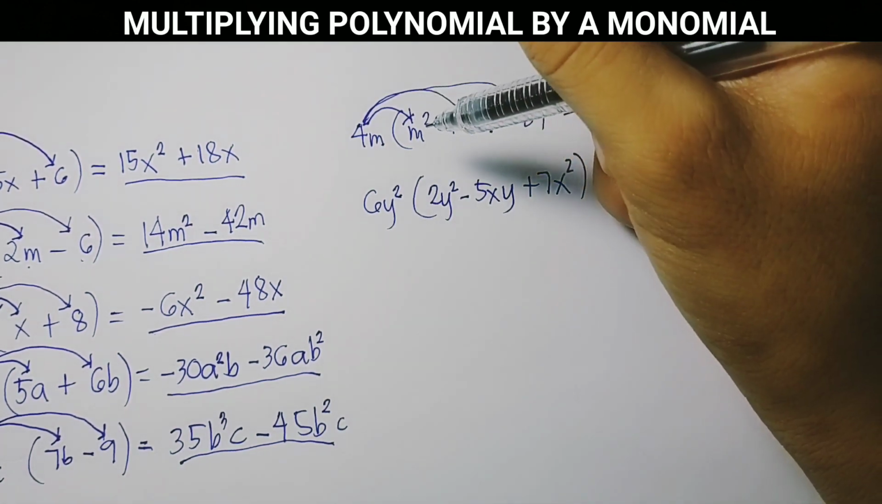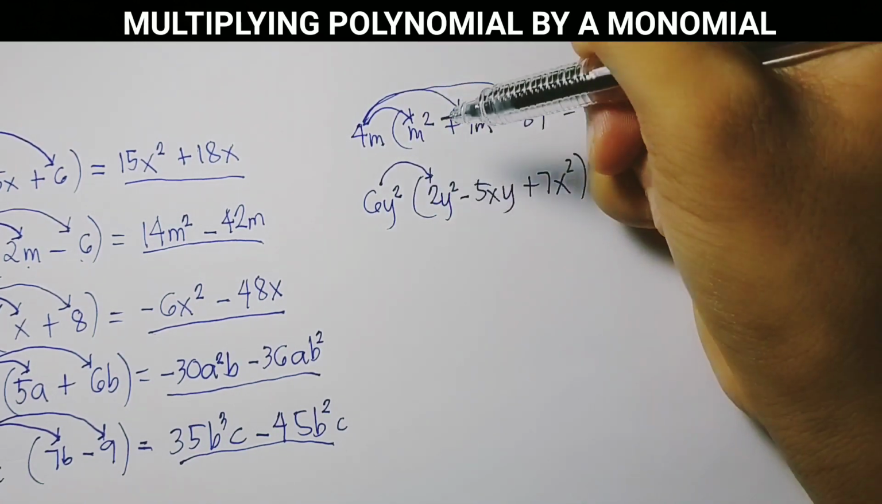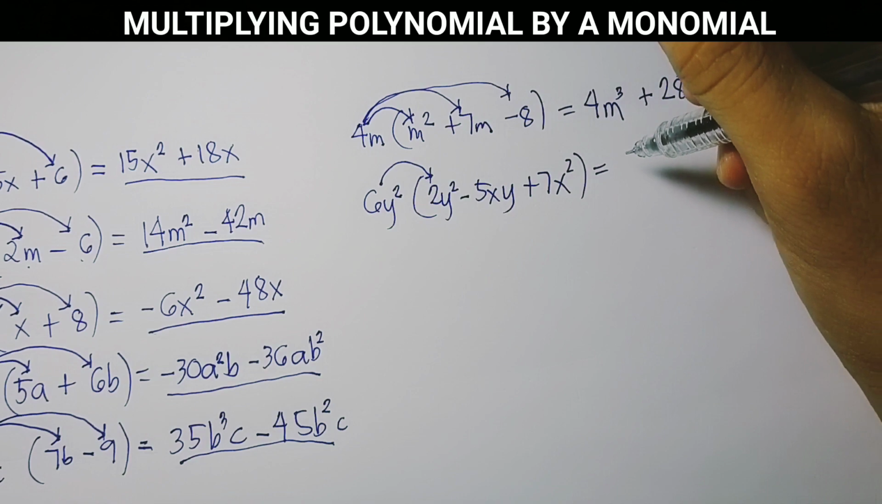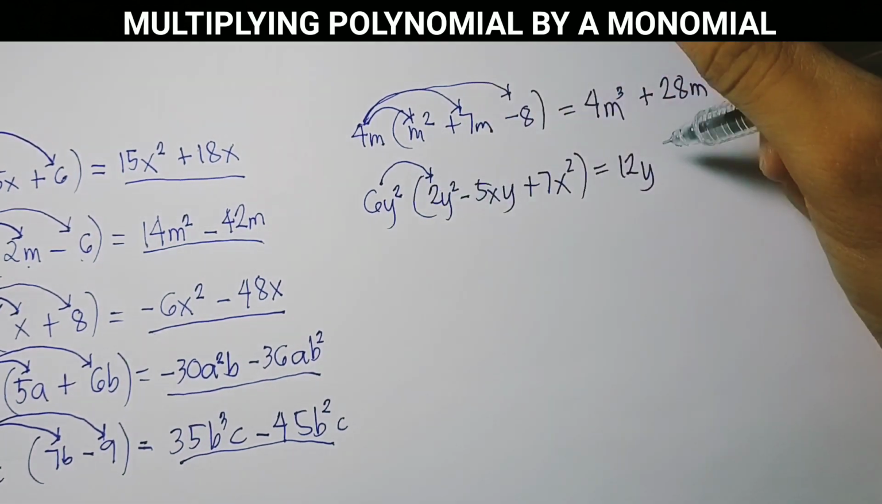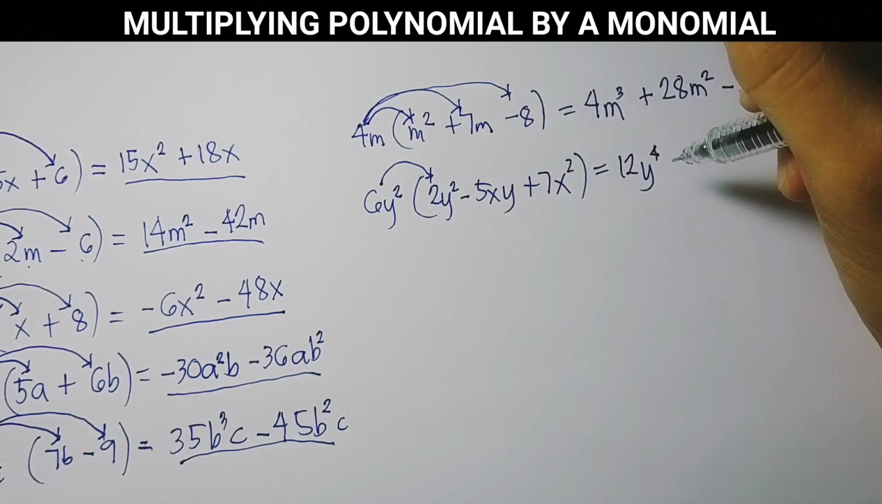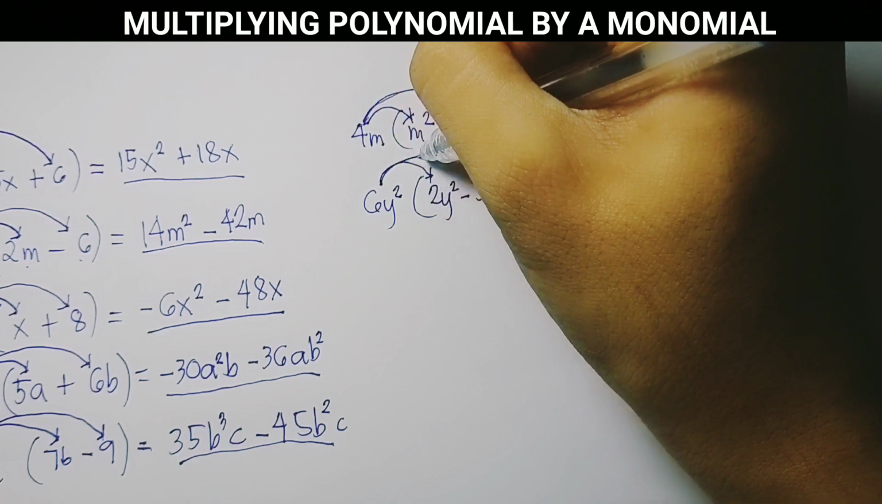So, ato gihapon i-distribute. So, 6y squared i-multiply sa atong first term diri nga 2y squared, that is 12. Nya y, 2 plus 2, 4. So, 12y to the power of 4. Nahuman ta sa first term, diri ta sa second term.